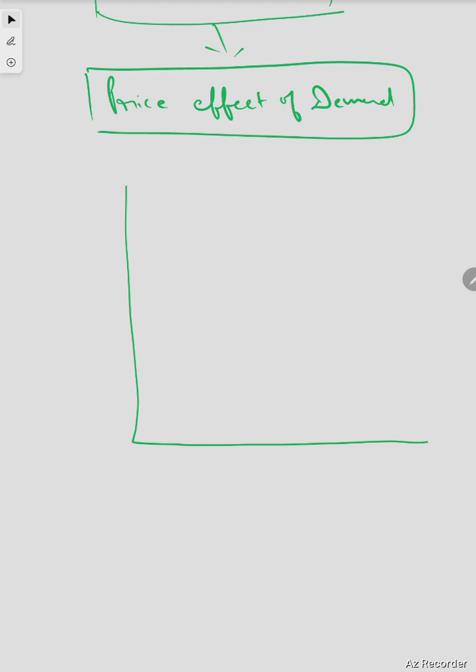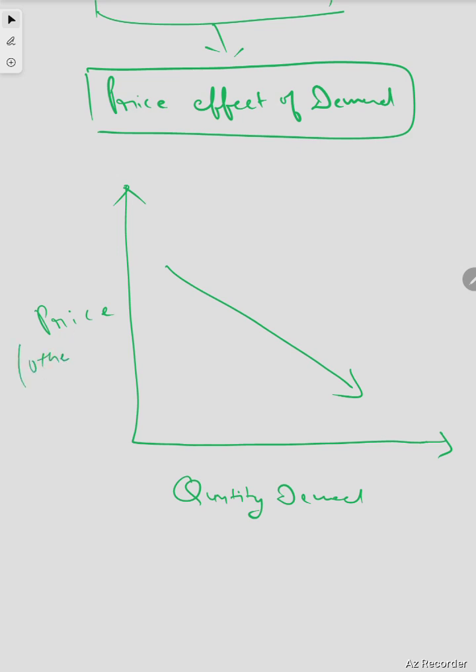Let's take a graph. We know that the demand curve is always downward sloping. Downward sloping means negatively sloped. This side is quantity demanded, and here is price, with other factors constant.